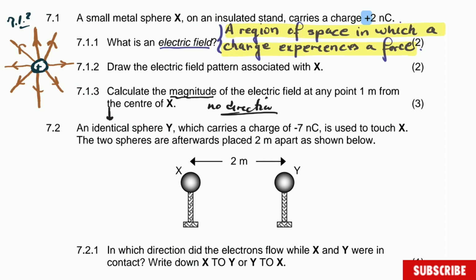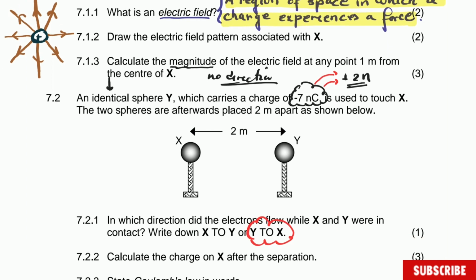Write down X to Y or Y to X. Well, when they were in contact, we had two spheres, one of them was negative 7 nanocoulombs, as you can see here on this side, and the other one was a positive 2 nanocoulombs. Now the electrons are always going to move from the more negative charge to the more positive. So the electrons were moving from this minus 7 nanocoulomb, which is Y, to X. So they move from Y to X. This one is the correct answer for that question.